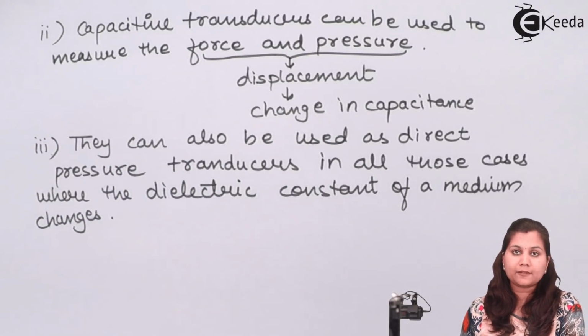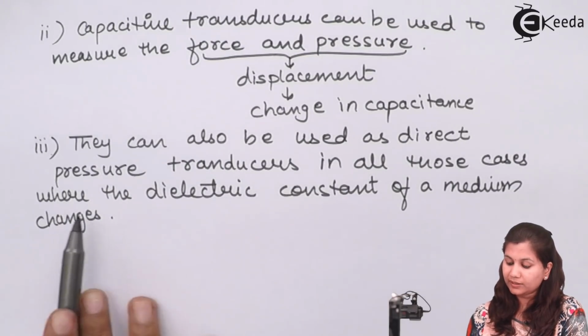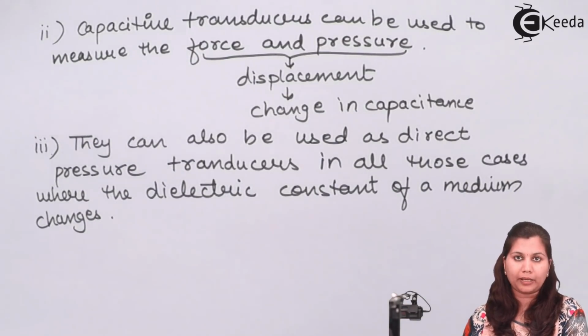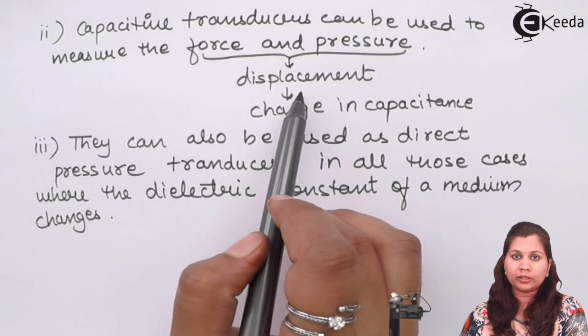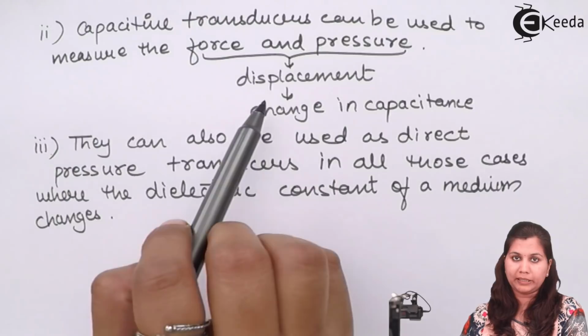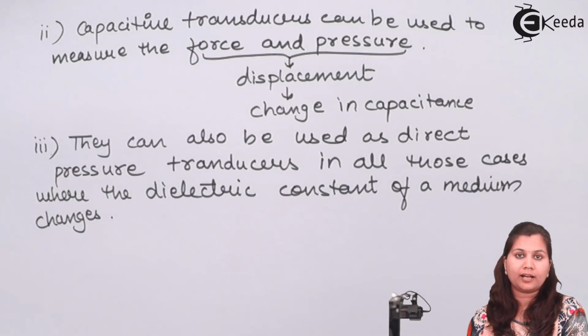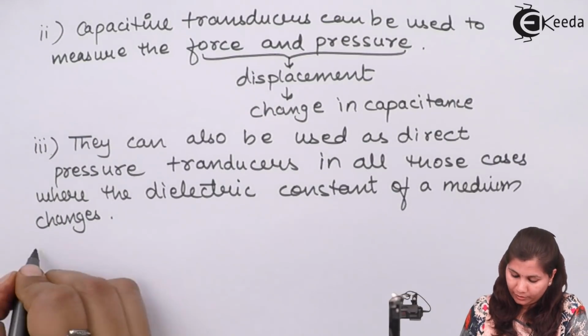Now the capacitive transducers can also directly measure the pressure in all those cases where the dielectric constant of a medium changes due to the change in the pressure. Okay, so indirectly the pressure can be measured by converting it into displacement, and directly also, if the changes in the pressure are causing changes in the dielectric constant, which is changing the capacitance, then they can directly measure the pressure also.